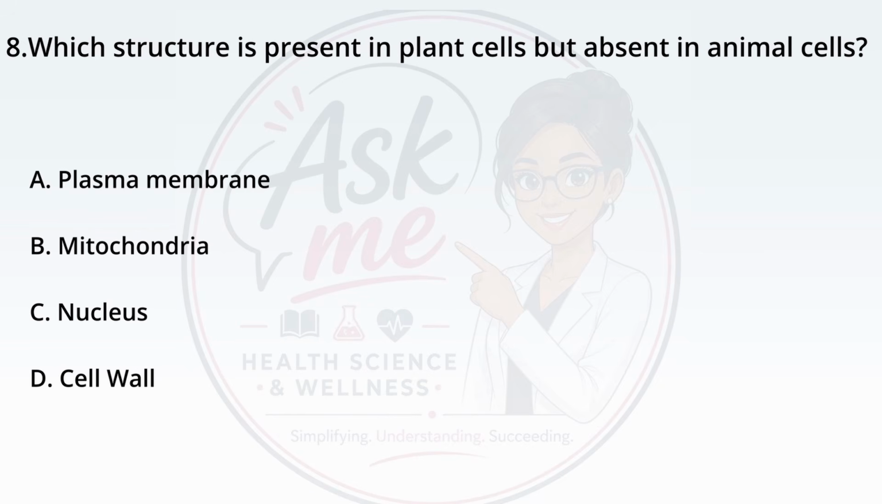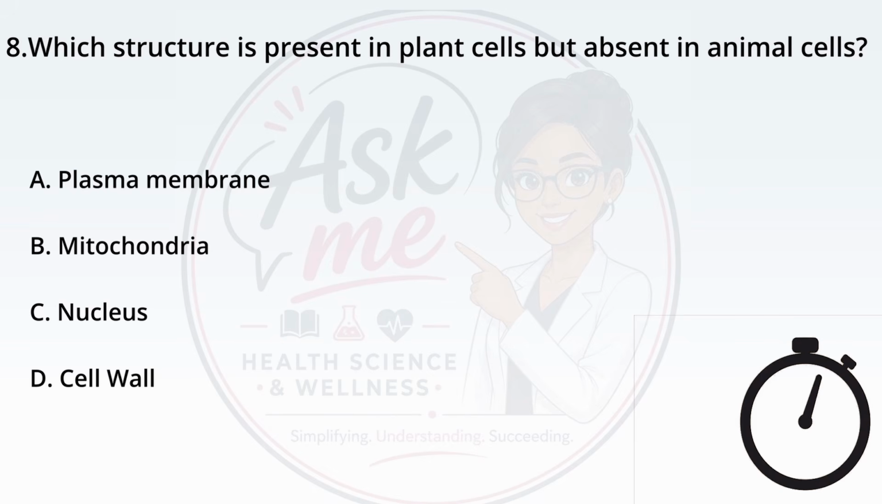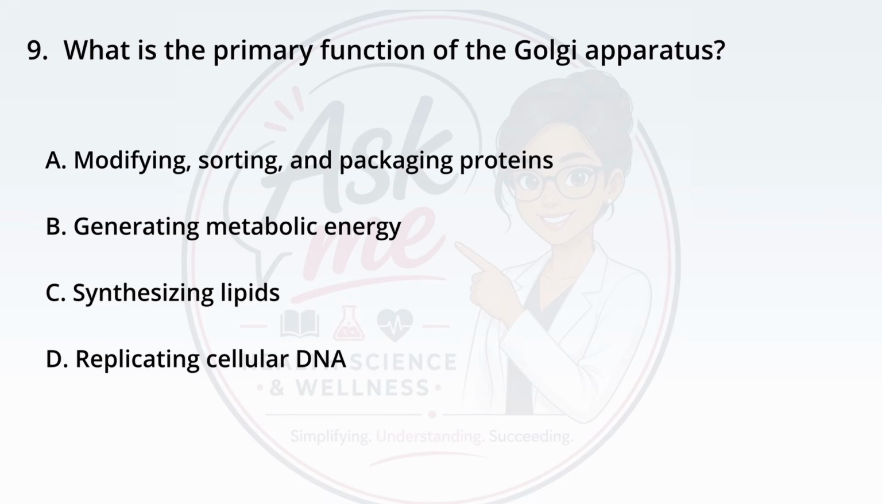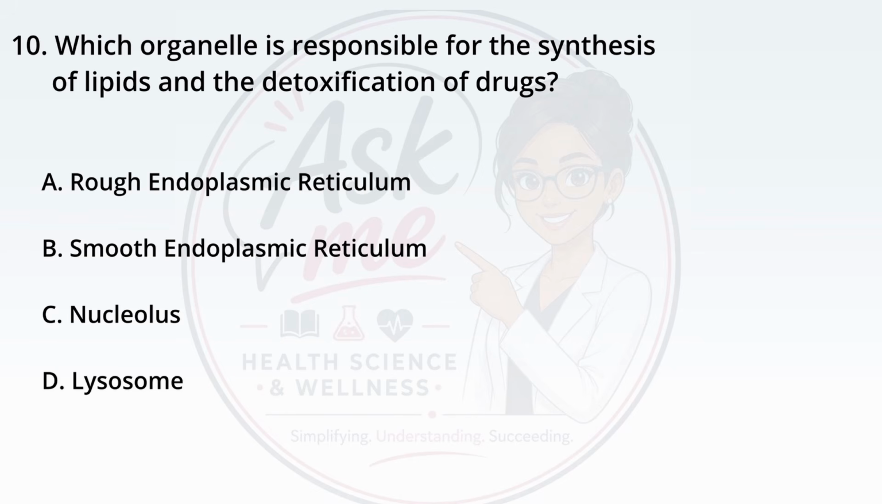D. Question 8. Which structure is present in plant cell but absent in animal cell? D. Question 9. What is the primary function of the Golgi apparatus? A. Question 10. Which organelle is responsible for the synthesis of lipid and the detoxification of drugs? B.